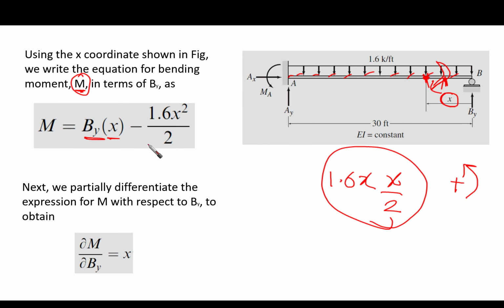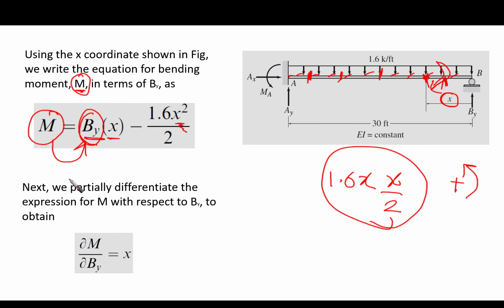Okay, so now we have obtained m as a function of the redundant By, and of course the parameter x, which is going to be known for us if we know the location.